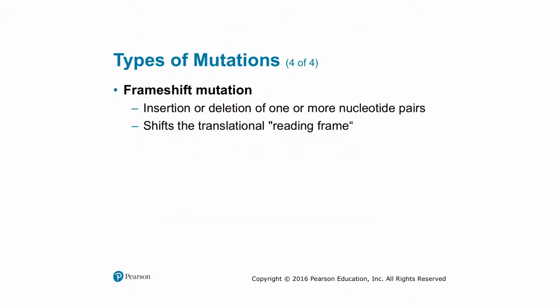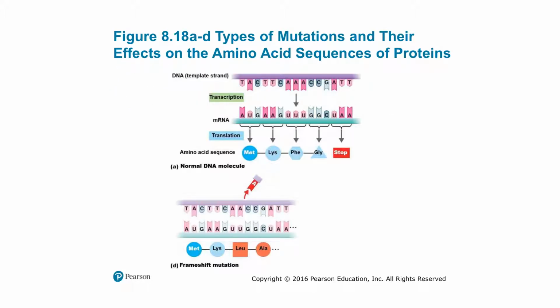We can also have a frameshift mutation where we can either insert or delete one or more nucleotide pairs, and this shifts the translational reading frame. So here we can see this. What happens is we go from a methionine, lysine, phenylalanine, glycine, and then a stop. We get methionine, a lysine, then we go to a leucine, then an alanine. And so we've completely changed the protein, and it's going to be a completely different kind of setup than what we had previously.